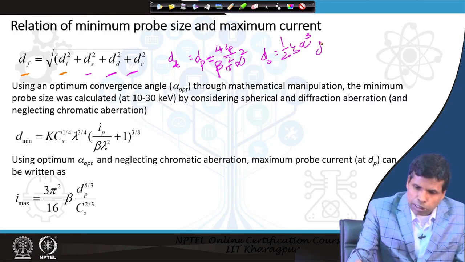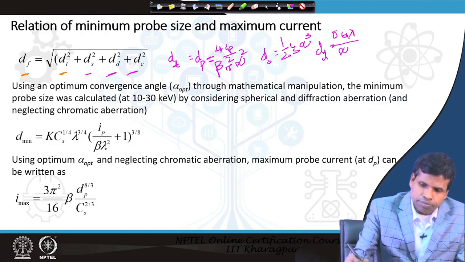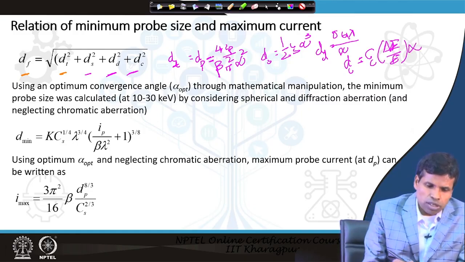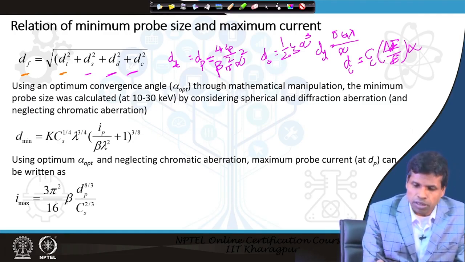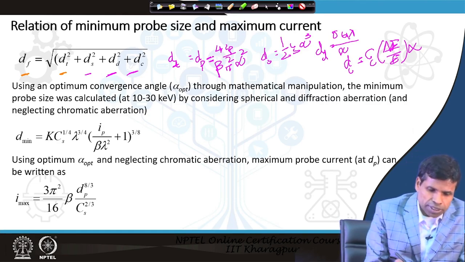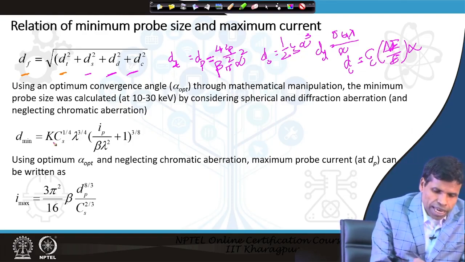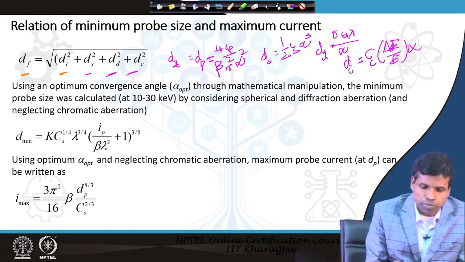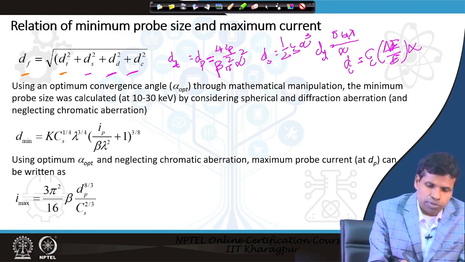Similarly, the diffraction aberration is equal to 0.61 lambda divided by alpha. Similarly, DC is equal to Cc delta E by E into alpha. So, by taking these values into account and using a minimum convergence angle alpha optimum, through a mathematical manipulation, the minimum probe size is calculated to be D minimum equal to K, where K is a constant, which is of unit 1, Cs, the spherical aberration coefficient, to the power 1 by 4, lambda, the wavelength, to the power 3 by 4, in the bracket IP, the probe current, divided by beta, the brightness, plus lambda again to the power 3 by 8. This formula gives the minimum probe size in the accelerating voltage range of 10 to 30 keV.